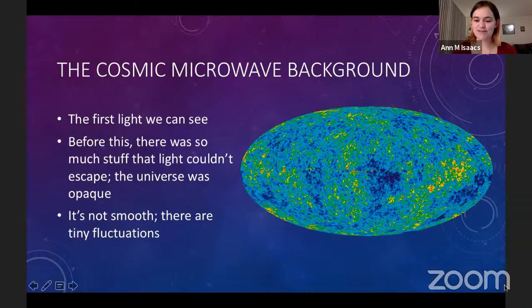This was actually discovered on accident by some researchers who couldn't get this annoying hiss out of their telescope, and they went to some other researchers who said, well, that's wonderful. That's exactly what we're looking for. So it's a very fun moment.